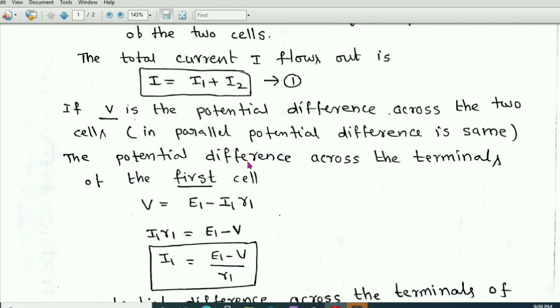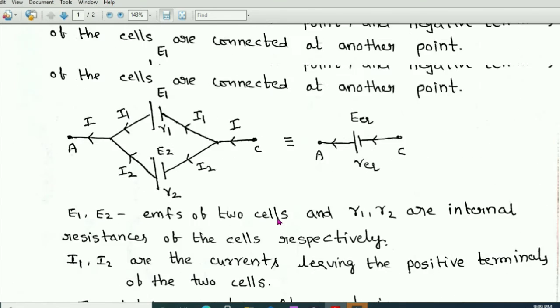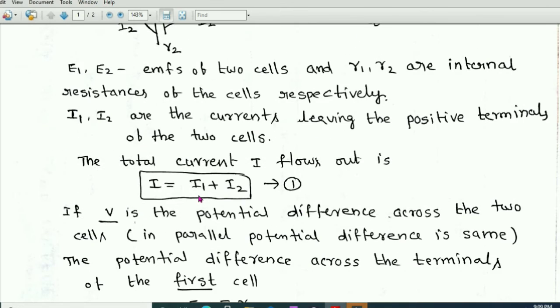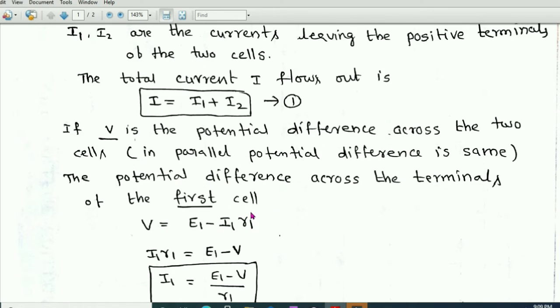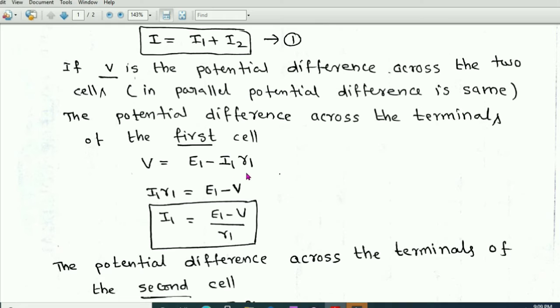Now the potential difference across the terminals of the first cell, that is V, is the same in both cells. The general formula during the discharging condition for the potential difference is V equals E minus IR. So for the first cell, V is equal to E1 minus I1 R1, since the EMF of the first cell is E1, the current through it is I1 and its internal resistance is R1. If you move this I1 R1 to this side, it gives a positive value, so I1 R1 is equal to E1 minus V.